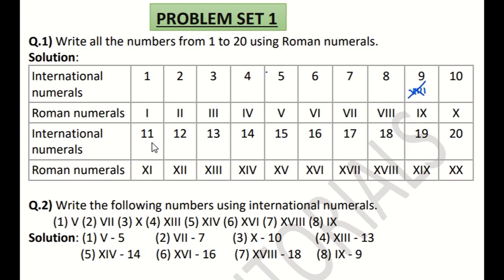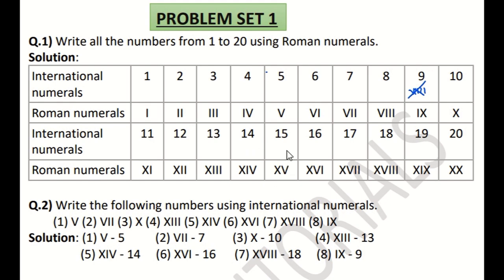Coming to 11. 11 means we need to add 1 to 10. For addition, we write I on the right side of X. So here XI gives you 11. X and 2 times I gives you 12, that is 10 plus 2. X and 3 times I, 10 plus 3, gives you 13. X and IV, we have seen the symbol of IV which equals 4, so 10 plus 4 is 14.